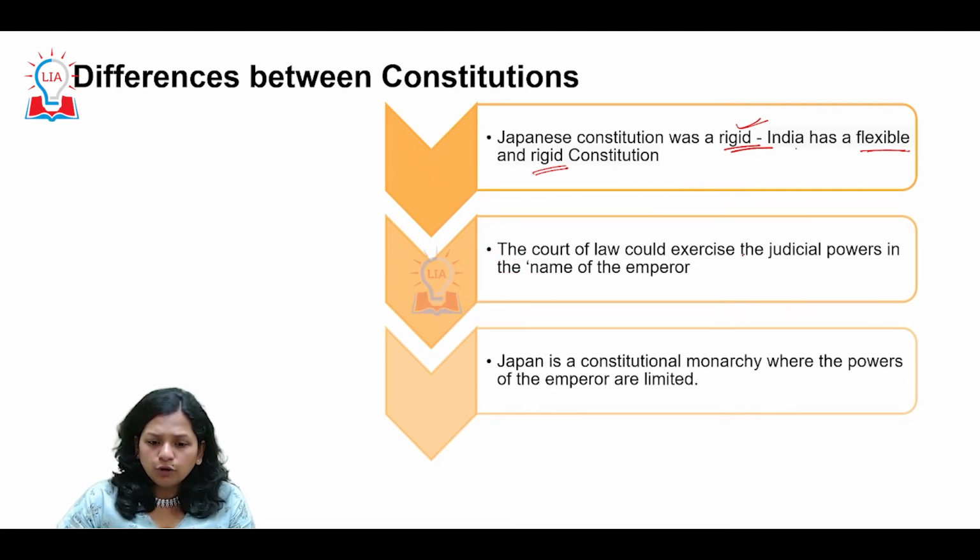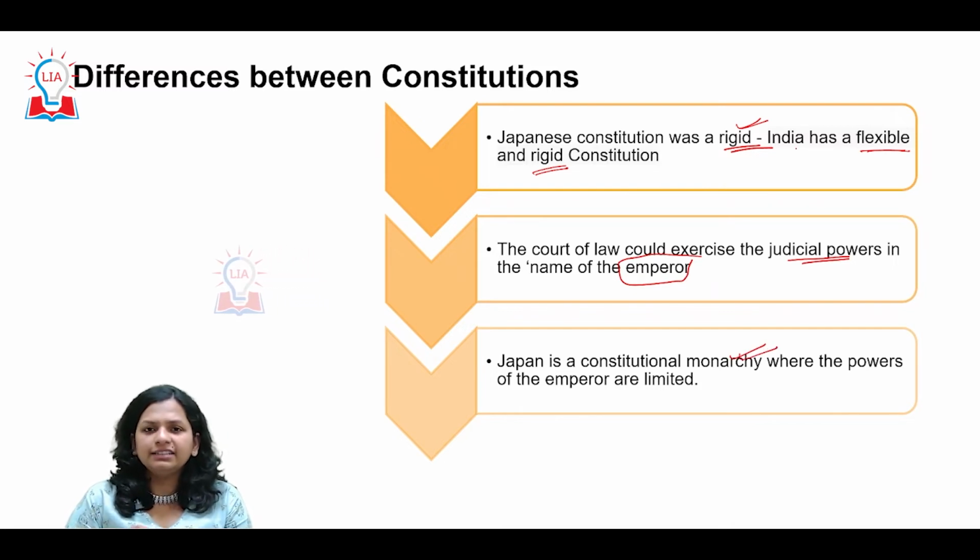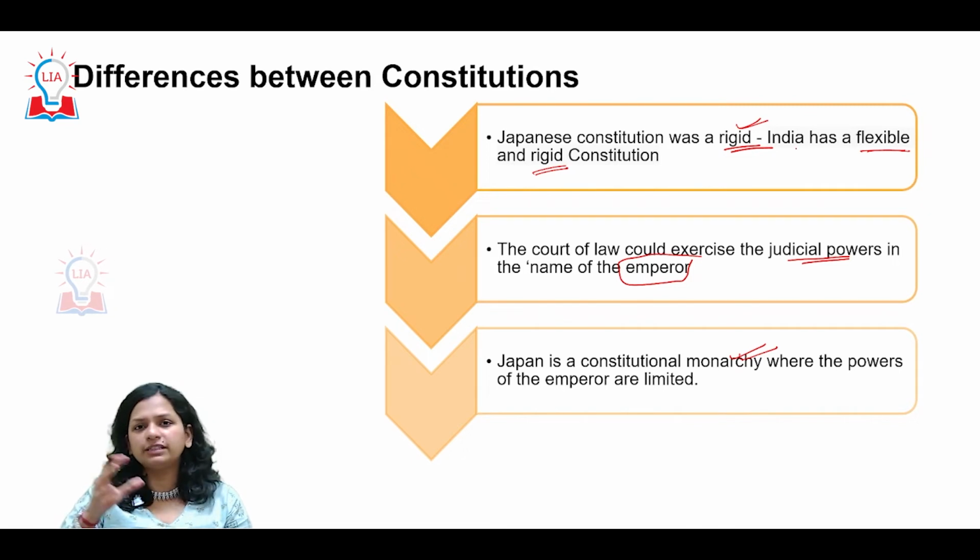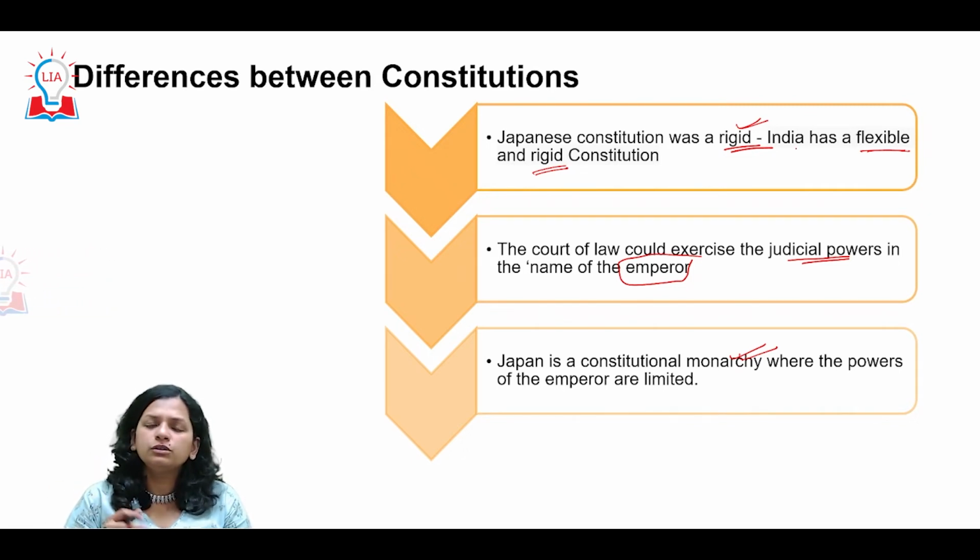Now, the court of law could exercise the judicial powers in the name of the emperor. So, here again, we have a constitutional monarchy in Japan. That is a fundamental difference with India, because India is a republic where the head of the state is elected. Here, when we speak of a monarchy, we're speaking of a titular head, a hereditary head, who is not necessarily elected from the public.